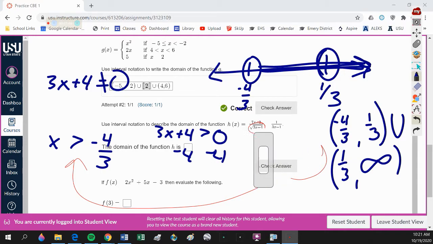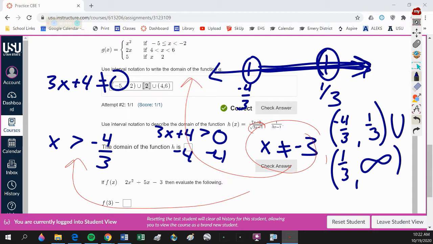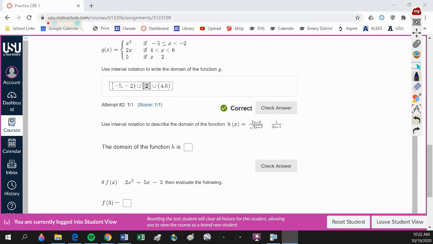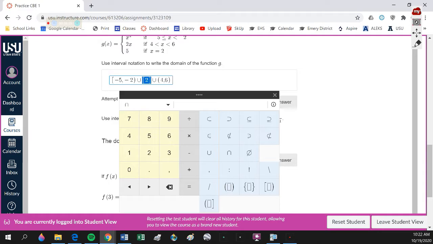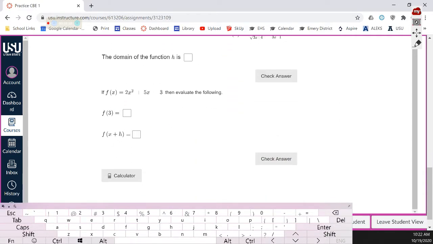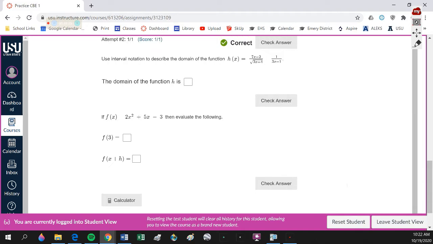Now, what if instead of 1/3, it was x cannot equal negative 3? Then that does not matter. So this is already over here in a portion of the x-axis that is not allowed. So that doesn't have any bearing on it. All right. Okay.